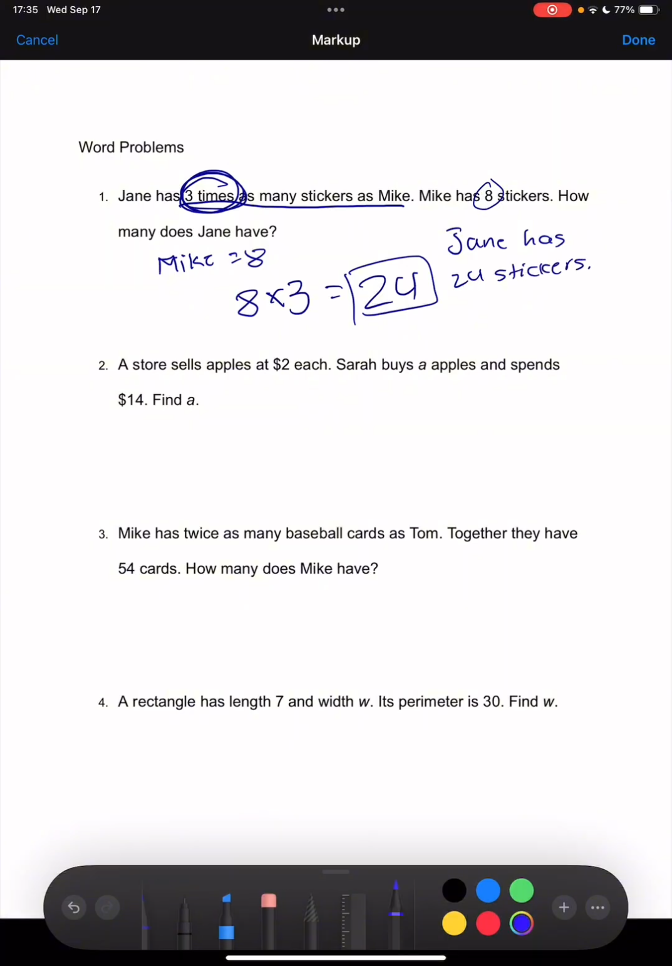Number 2. A store sells apples at $2 each. Sarah buys 8 apples and spends 14. Find A. So, this is a simple division problem. We know that she spent $14 in total. And we also know that each apple costs $2 each. So we're going to do 14 divided by 2, which is equal to 7. So that means Sarah bought 7 apples.